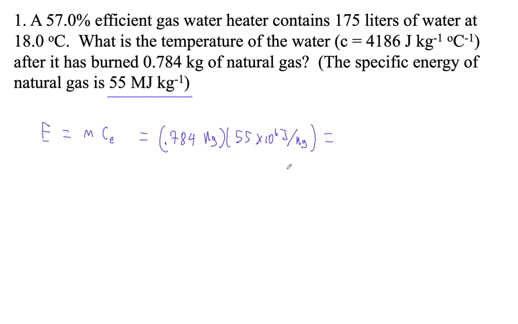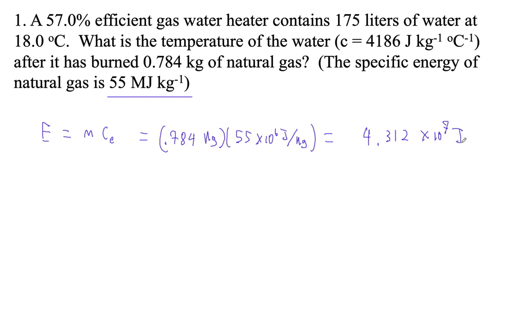So let's figure this out. 0.784 times 55 E6. So this is 4.312 times 10 to the 7th, of course. Okay, so that's the energy released.